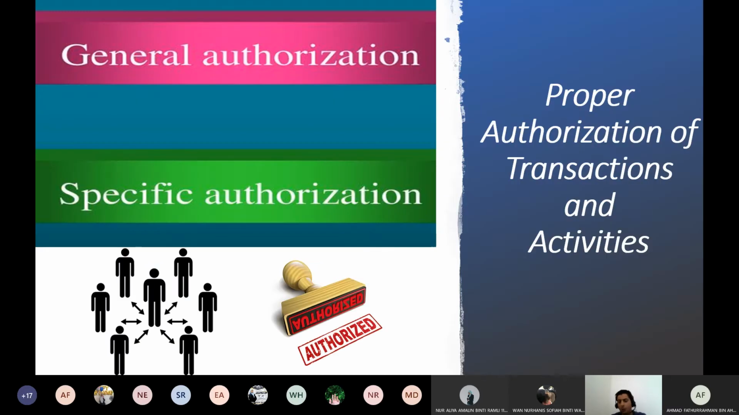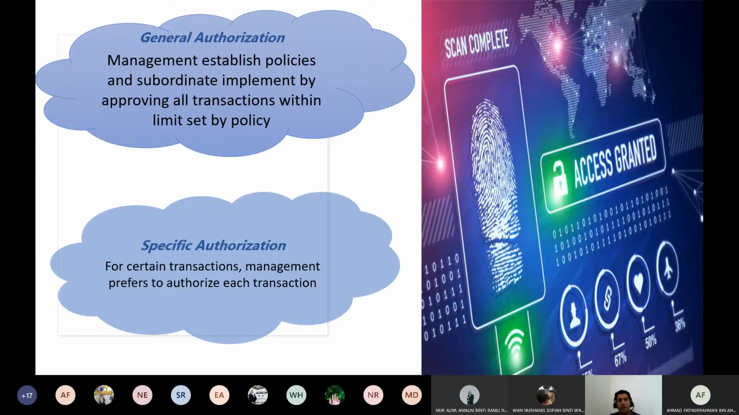Okay, so now we move to the authorization, proper authorization of transactions and activities. We have two types of authorization. One is general authorization and the other is specific authorization. For the general authorization, the management will establish policies and the subordinates implement them by approving all transactions within the limit set by policy.